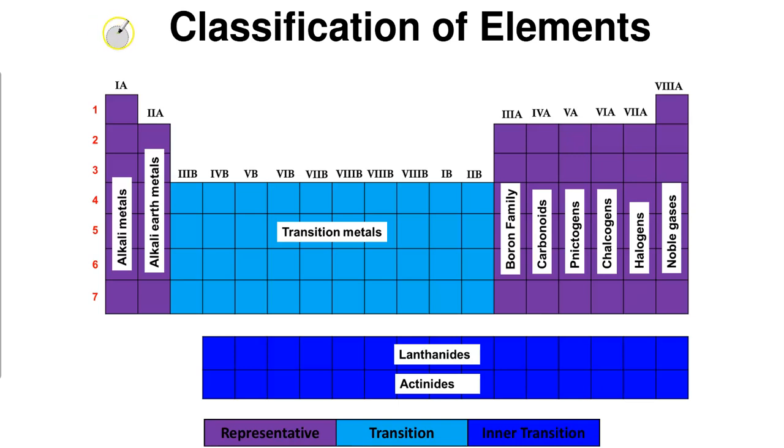Again, this is the vertical column that we call the groups. So group 1A here is called the alkali metals. I can use my highlighter on the alkali metals. Group 2A are the alkaline earth metals. Then group 3A are the boron family. Group 4A, we have the carbonoid family. Group 5A are the nitrogens. Group 6A are the chalcogens. Group 7A are the halogens, and group 8A are the noble gases.